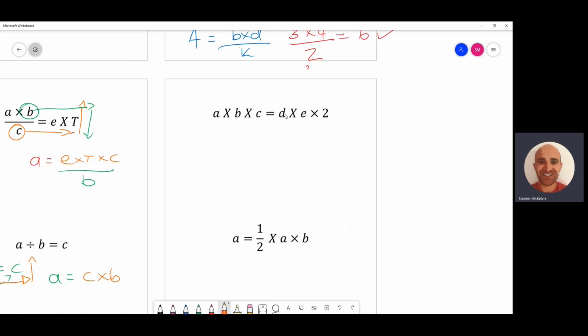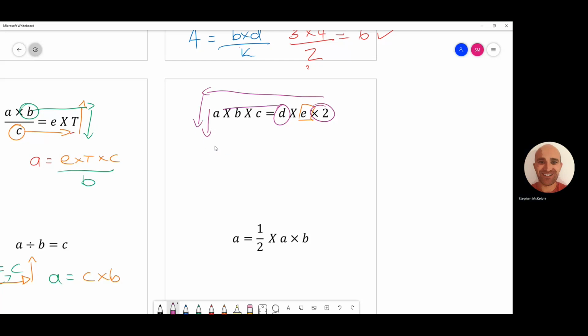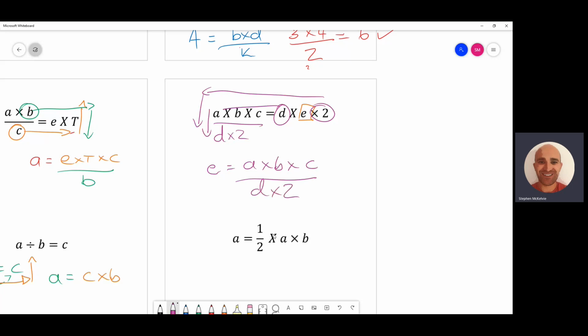A times B times C equals D times E times 2. I would like to find out what E is equal to. Now, E is in the middle, but that doesn't mean anything. The rules still apply. I want to make E the subject, so I need to move D, and I need to move a 2. So D goes to the other side of the equals to, then to the other side of the line, and 2 goes to the other side of the equals to, and then the other side of the line. Meaning I will have all of that divided by D times 2. So E is equal to A times B times C over D times 2.